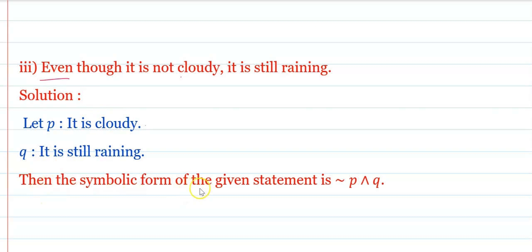Then the symbolic form of the given statement: even though it is not cloudy means negation of P, and even though means we consider 'and'. It is still raining means Q. Okay. That is the negation of P and Q. This is the symbolic form.